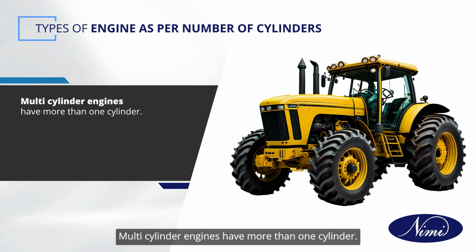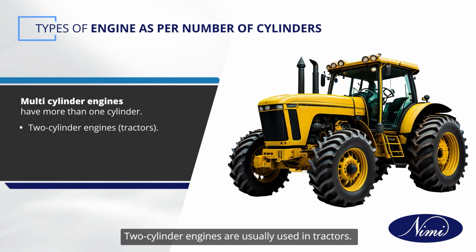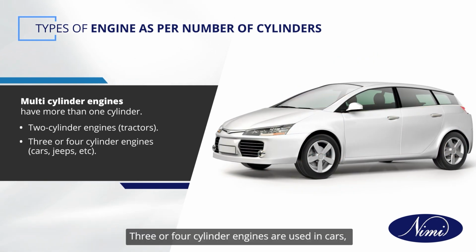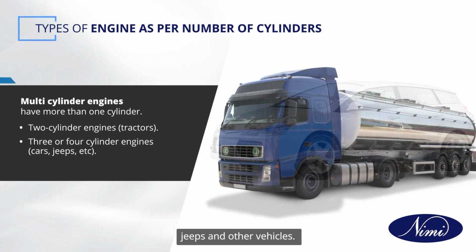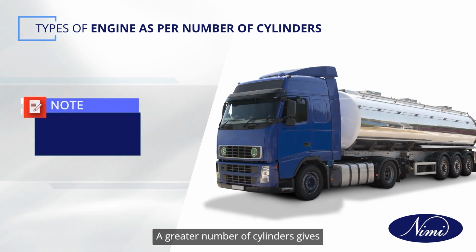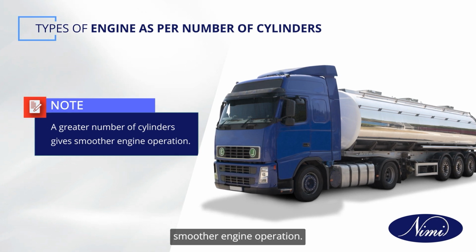Multi-cylinder engines have more than one cylinder. Two-cylinder engines are usually used in tractors. Three or four cylinder engines are used in cars, jeeps, and other vehicles. In heavy vehicles, six cylinder engines are used. A greater number of cylinders gives smoother engine operation.